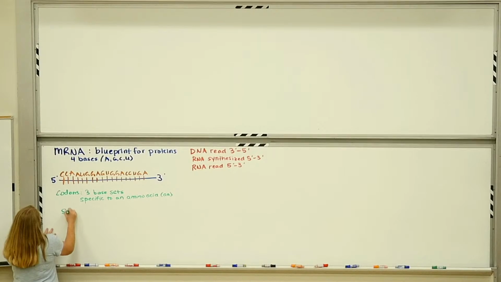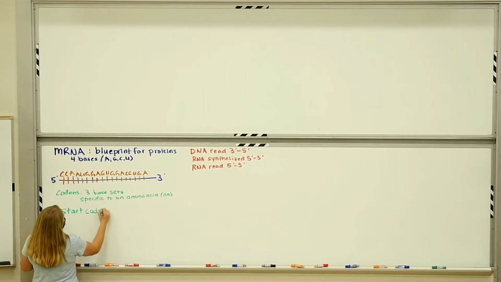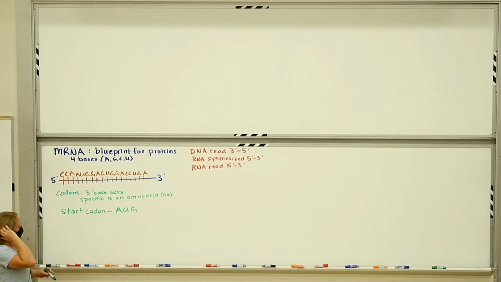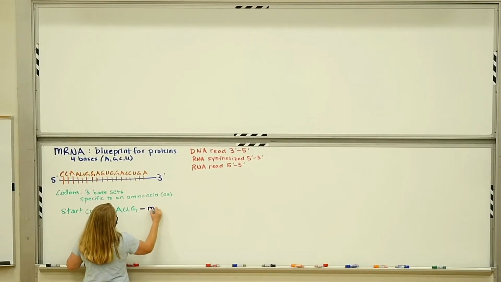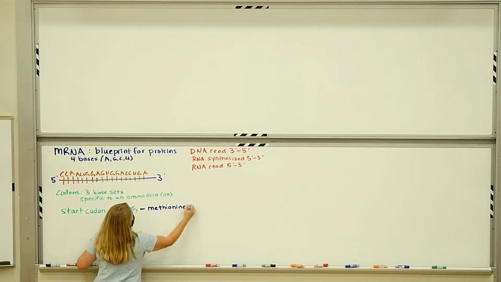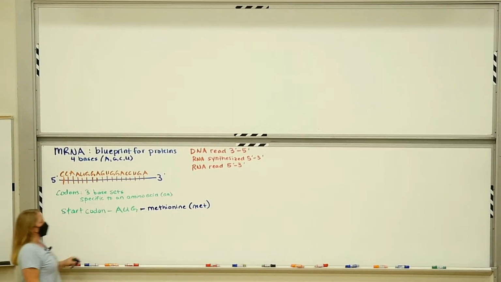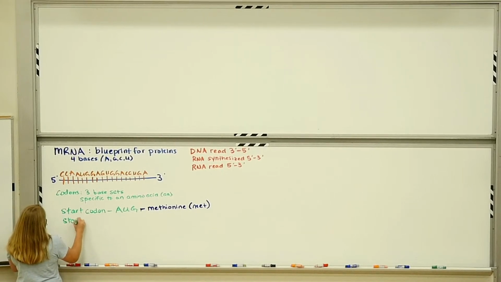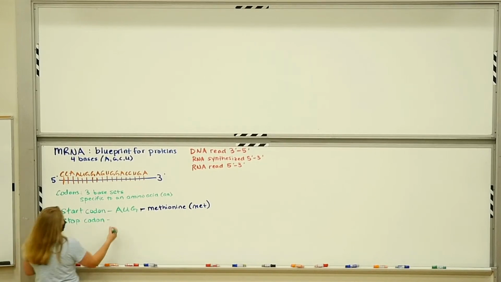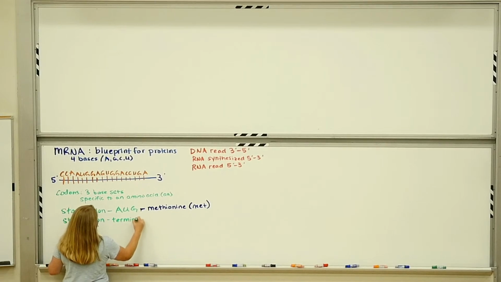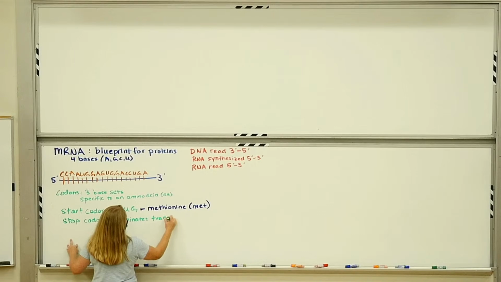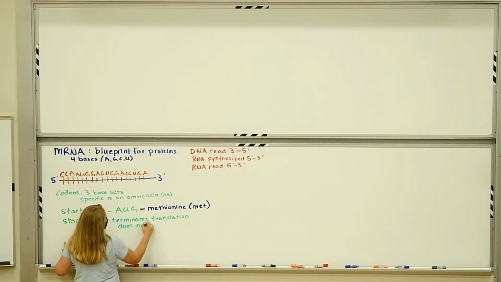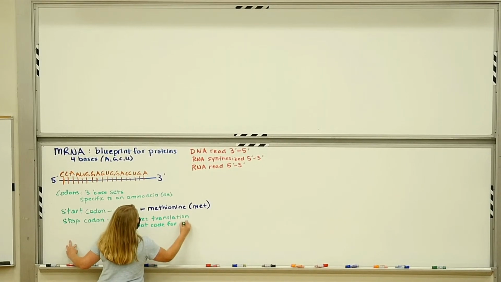So with your start codon, to start initiation, you're going to have AUG. That I want you to know. And I want you to know that this codes for methionine, which you can abbreviate as MET. All right, your stop codon terminates translation. It does not code for an amino acid. I'm going to use AA as an abbreviation for an amino acid.